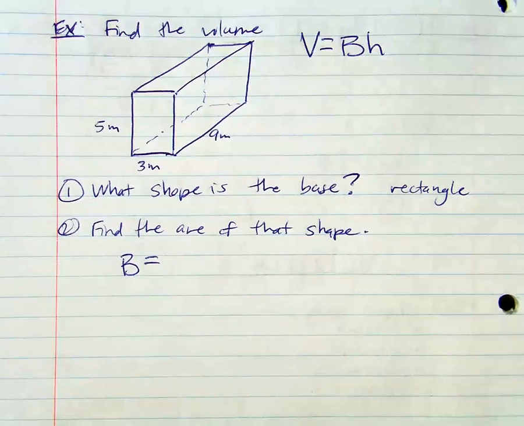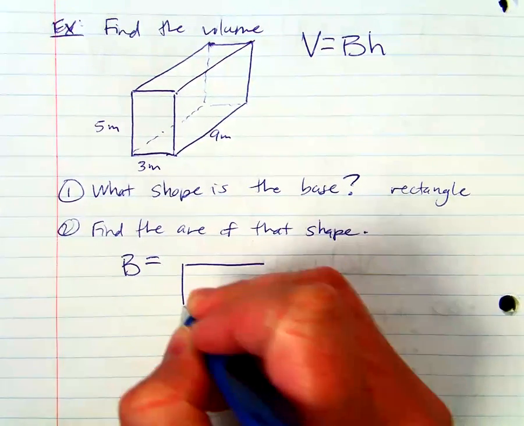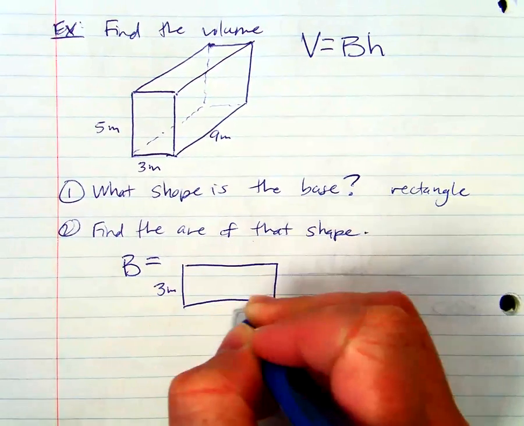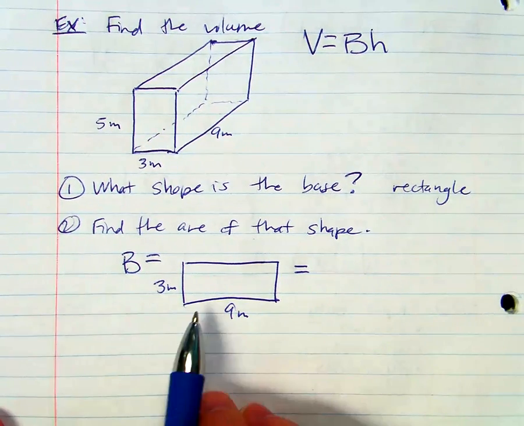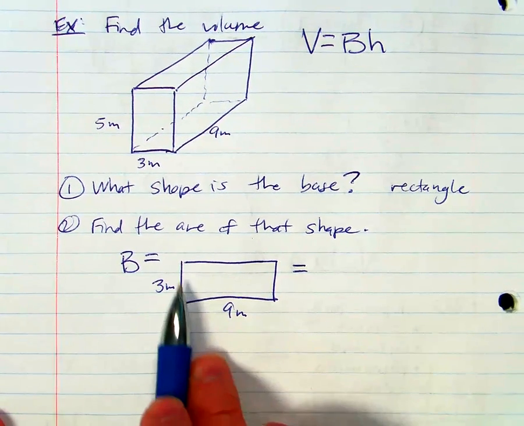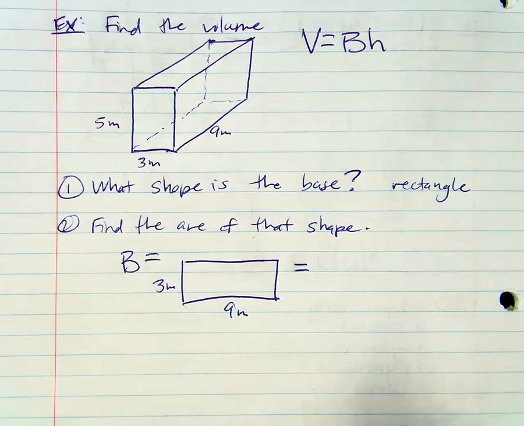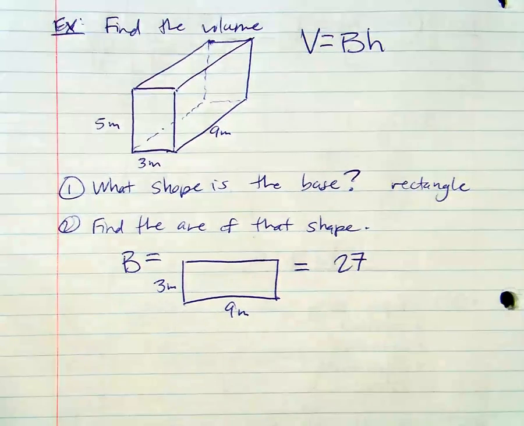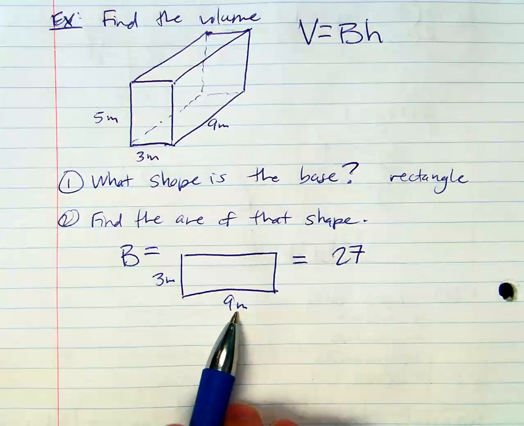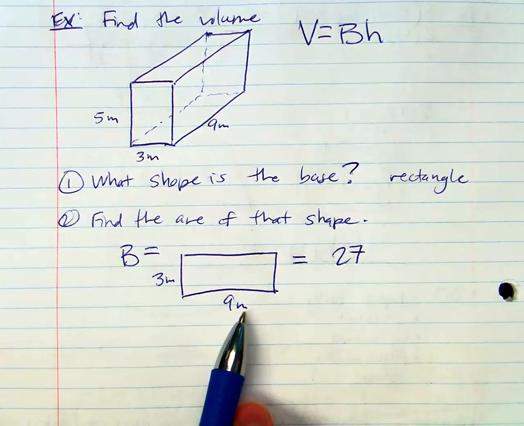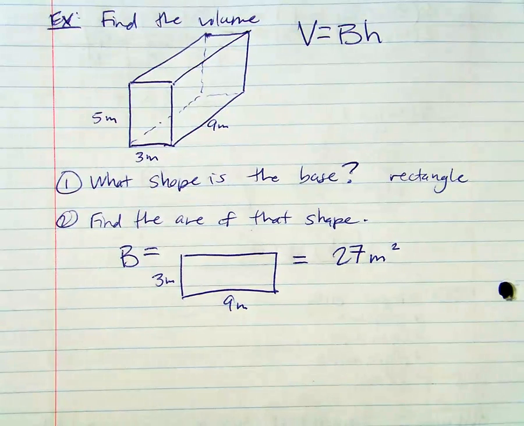So our base for this, we're going to use the rectangle that's on the bottom, which was 3 meters by 9 meters. So our capital B, the area of our base, since a rectangle is base times height, or length times width, we would say 9 times 3 is what? 27. But I want you to also pay attention to what you just multiplied. We didn't just multiply the numbers 3 and 9, they had units on them, meters. Meters times meters makes meters squared. I multiplied 2 of them together.